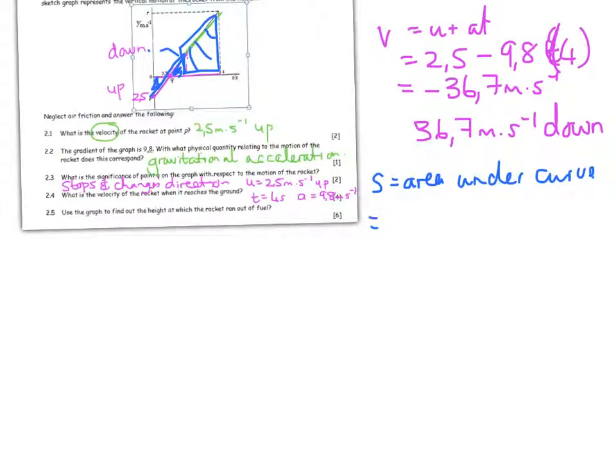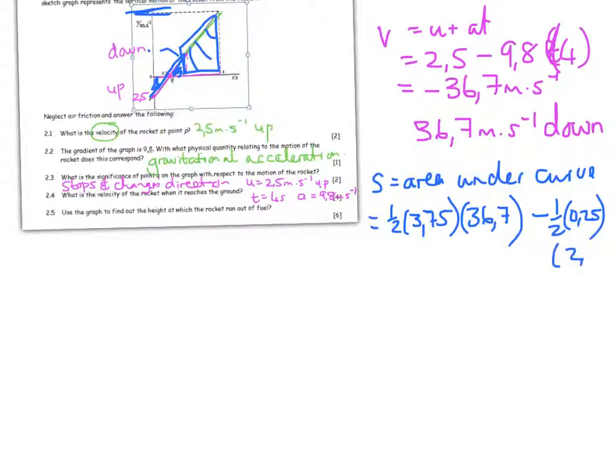Big triangle is equal to a half of 3.75, because it's 0.25 off that, times 36.7. How do I know that? Because by the end of the journey, that's what the velocity was, 36.7, minus a half of 0.25 on the x-axis and 2.5 on the y-axis. When I work that all out, I get 68.59 meters.